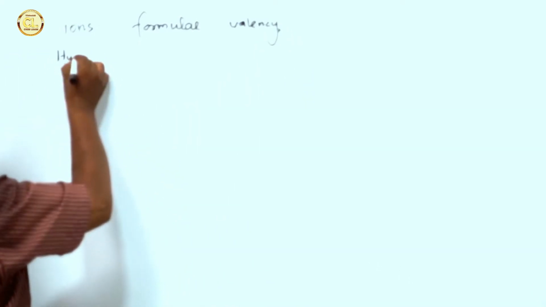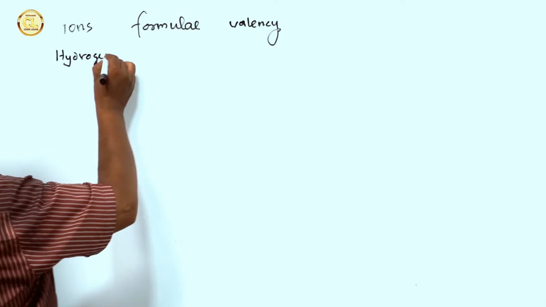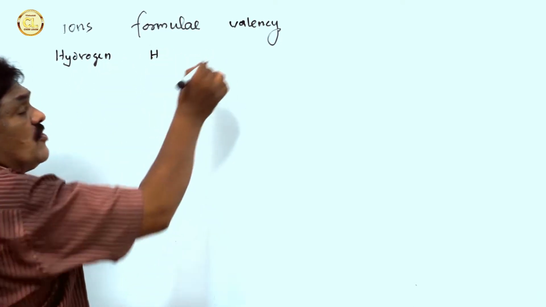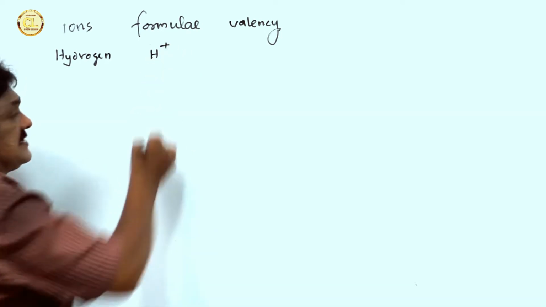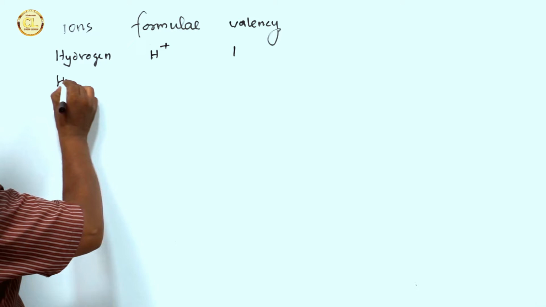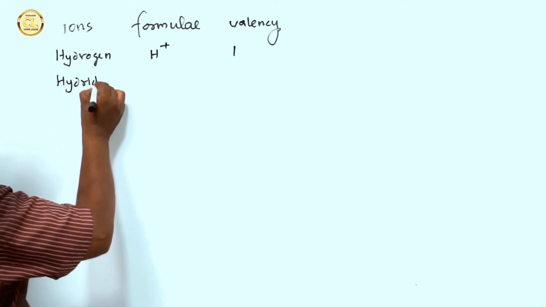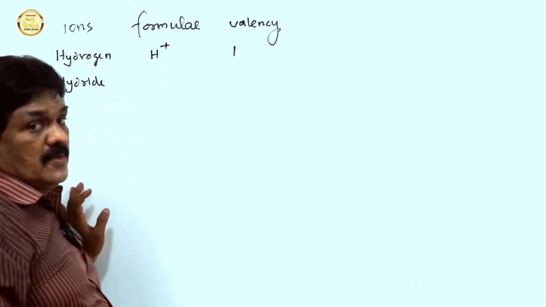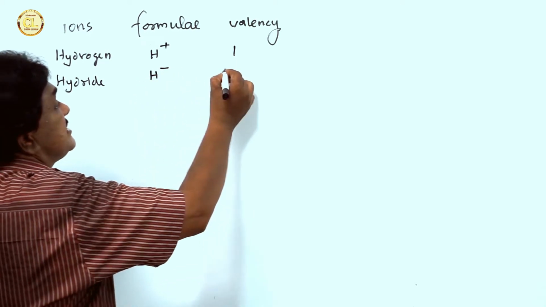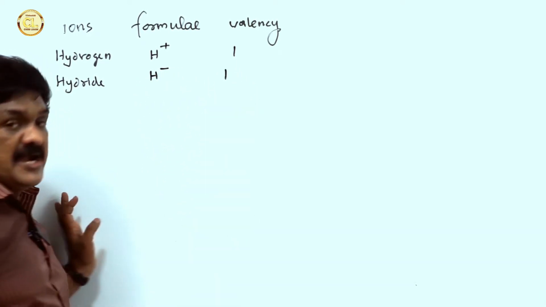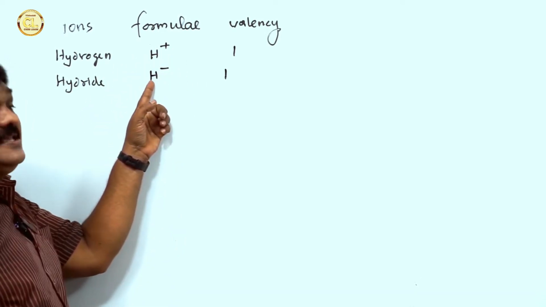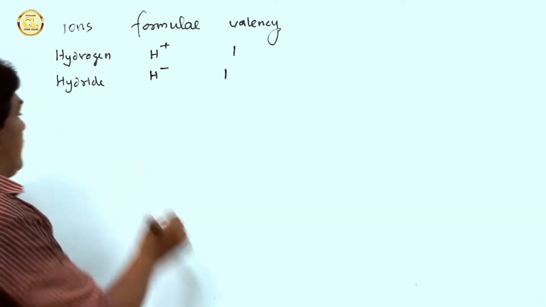Hydrogen ion. You know that hydrogen ion is produced by removing an electron from hydrogen atom. So H plus, and its valency is 1. Now hydride ion, it's the negatively charged ion formed from hydrogen by adding an electron to hydrogen, that is H minus, its valency is 1. This is hydrogen ion, positively charged ion, and this is hydride ion, negatively charged ion.